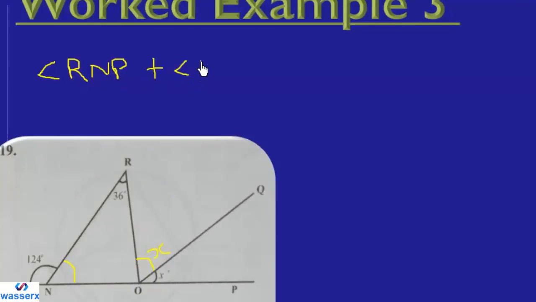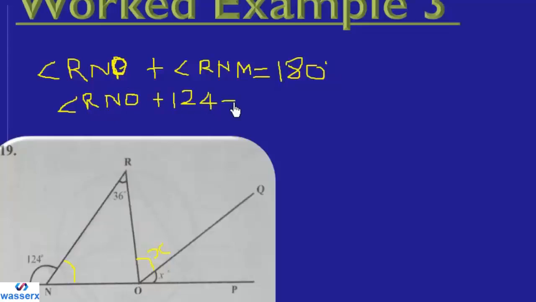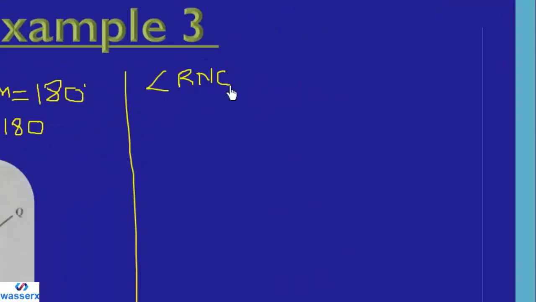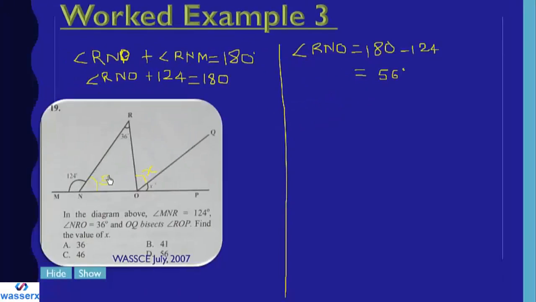So angle RNP, or angle RNO plus angle RNM, is equal to 180. That is the sum of angles on a straight line. So let me make it angle RNO. So angle RNO plus 124 degrees is equal to 180. Now angle RNO is equal to 180 minus 124 degrees, and this is equal to 56 degrees.